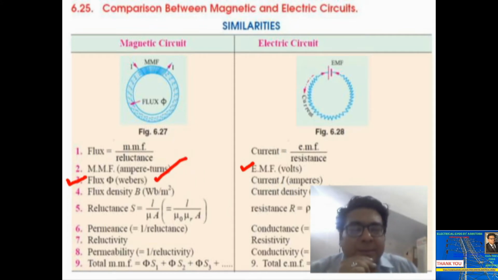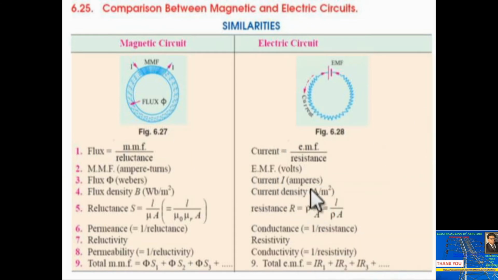Weber is used as the unit. And you see current will be circulated in the electric circuit. You can see here, guys, there will be current in the electric circuit, and the unit of current is amperes.